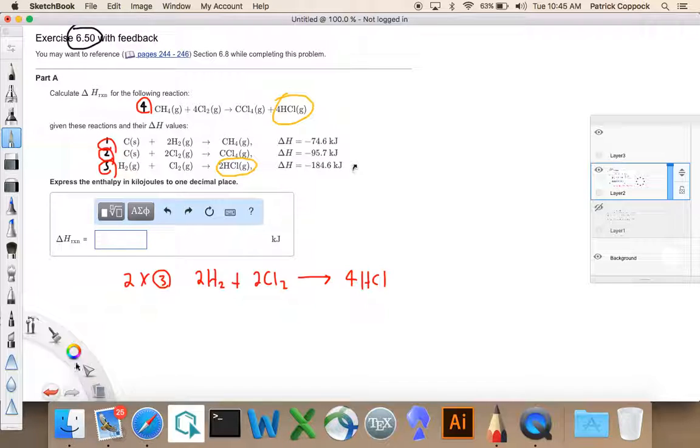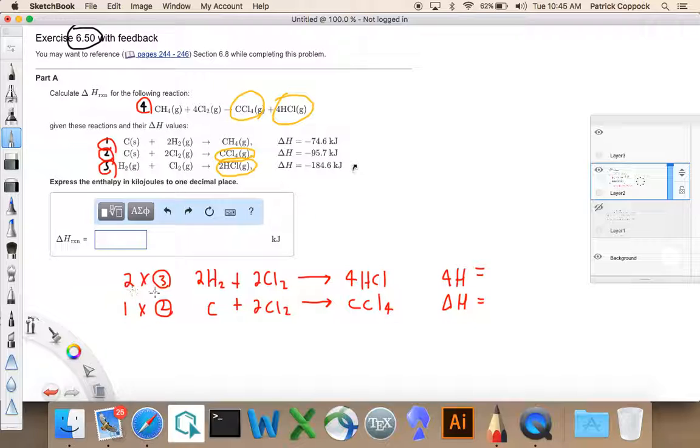Now let's go back over to this and look at carbon tetrachloride. It looks like there's only one place carbon tetrachloride comes in. It's right here, and there's only one. It's in a product here and also a product here. So I can do 1 times reaction 2, which is going to be C plus 2Cl2 gives me carbon tetrachloride. Oh, by the way, I should put the enthalpy of reaction over here, enthalpy of reaction over here.